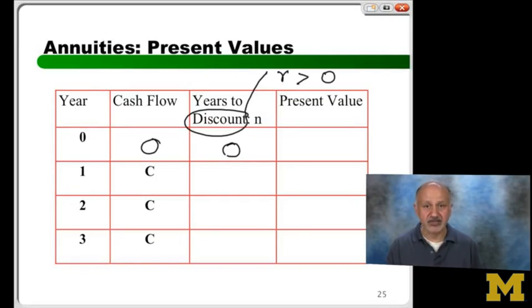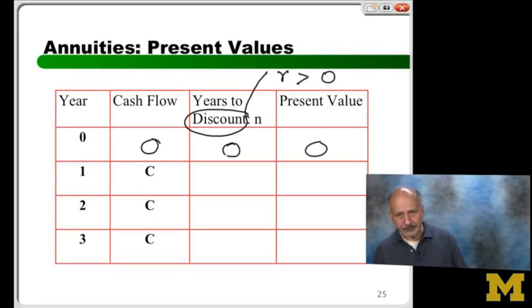Zero years of discounting, because we are standing today and present value today is 0. What is the present value? It turns out to be 0. Why? That's simply because there's no cash flow here. If there were, it would be exactly the same number because of no years to discounting. So in some sense, years to discounting is a key variable.